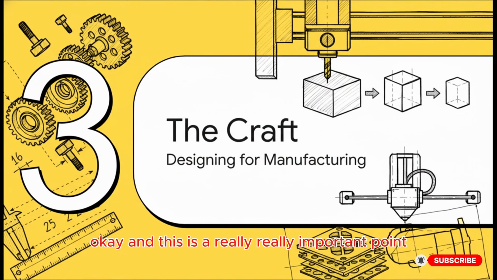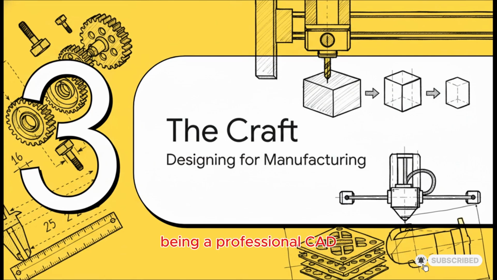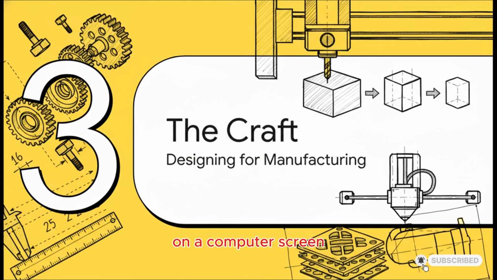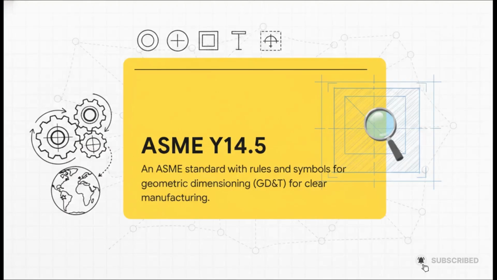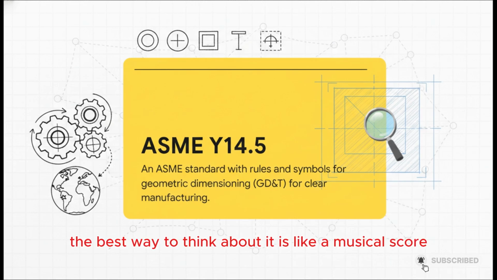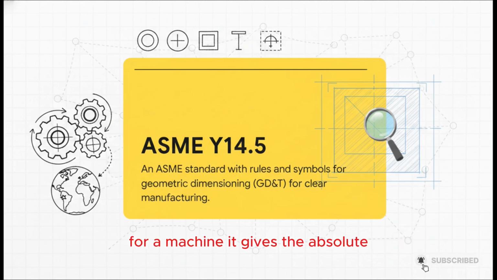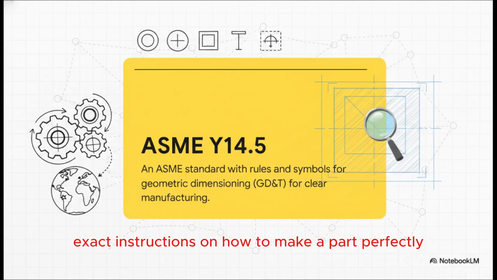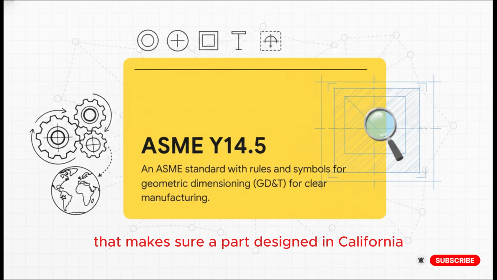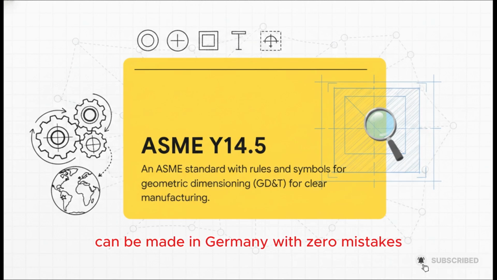Okay, and this is a really, really important point. Being a professional CAD designer isn't just like art class. You're not just making things that look cool on a computer screen. You are creating precise, detailed, manufacturable data that a machine is going to use to create a real-world object. And to be a pro, you have to speak the universal language of manufacturing. That language is called geometric dimensioning and tolerancing, or GD&T. The best way to think about it is like a musical score for a machine. It gives the absolute exact instructions on how to make a part perfectly. And the official rulebook for that language is ASME Y14.5. It's the standard that makes sure a part designed in California can be made in Germany with 0 mistakes.